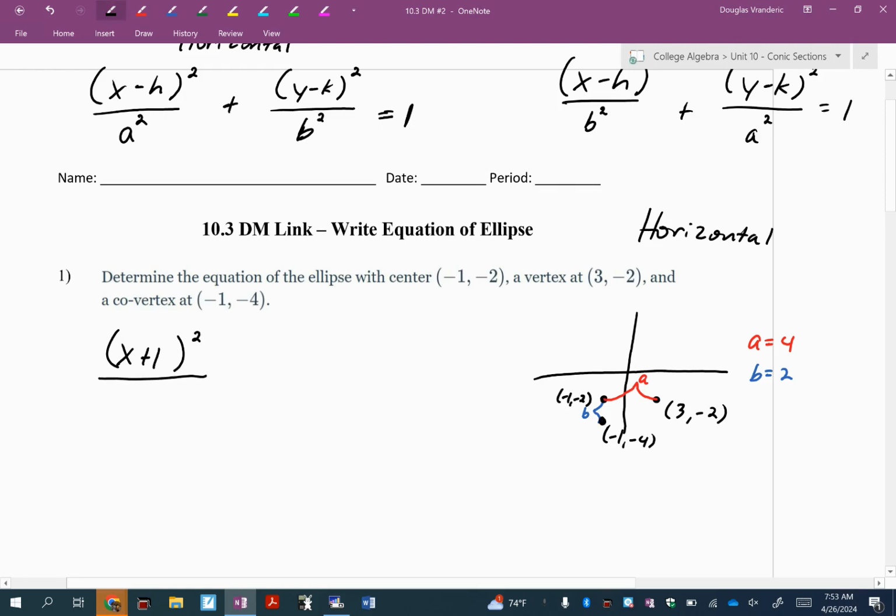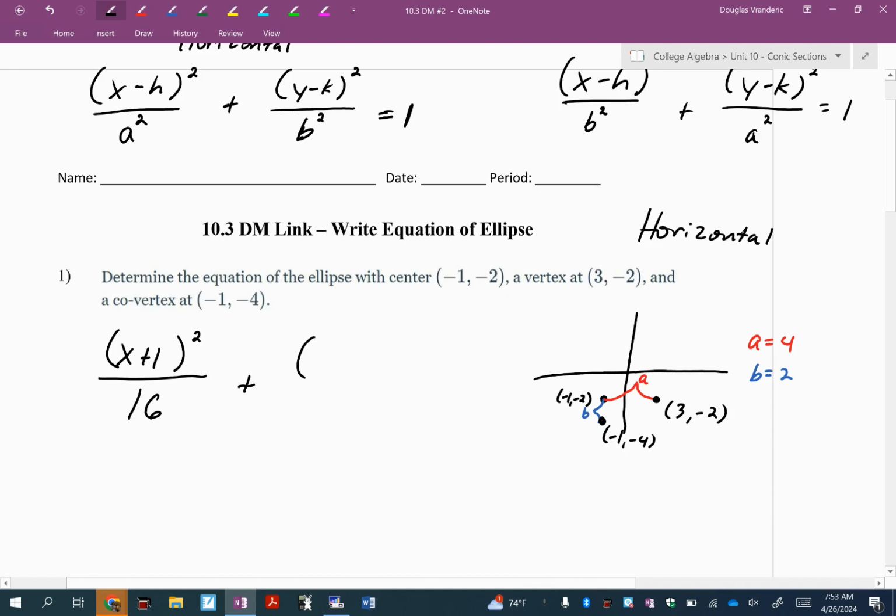This is a horizontal ellipse. So the denominator here with x has to have the bigger one. So which one is bigger, 4 or 2? 4. And don't forget to square it. What's 4 squared? 16. Okay. Plus, that's always going to be addition in the middle.